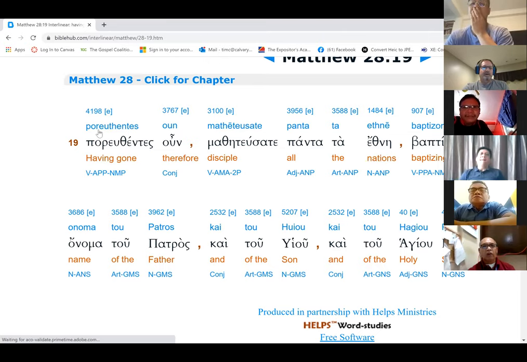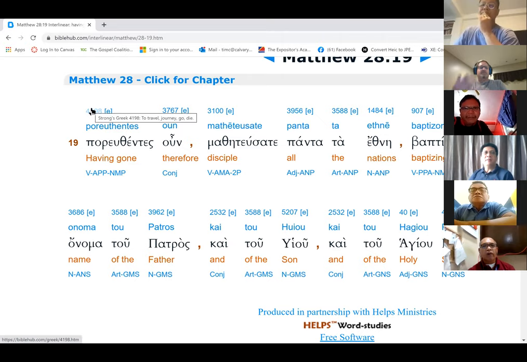And then above that is an English transliteration, meaning if you want to try to pronounce this word, you can pronounce it with these English letters. So, poruthentes. And actually the accent's here, so you'd say poruthentes. All right, above that's the Strong's number. That's what's going to give us all the information about the word for our word studies later.